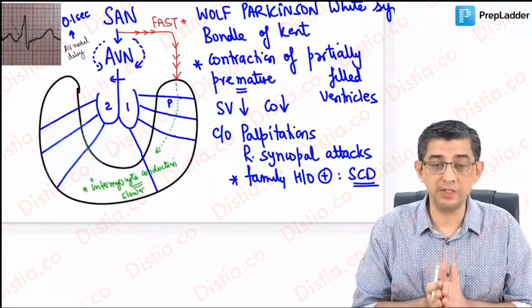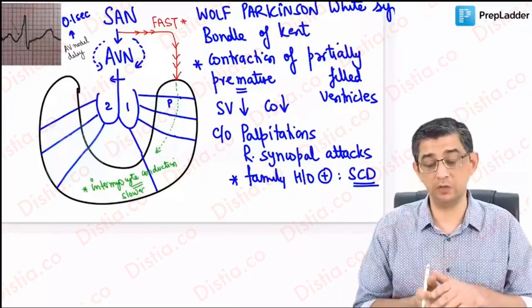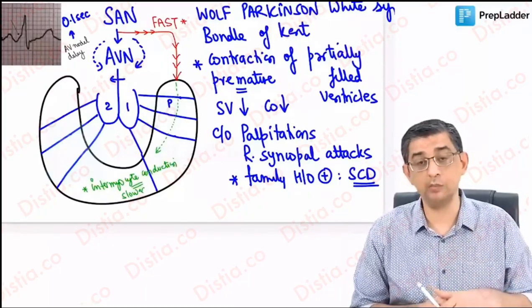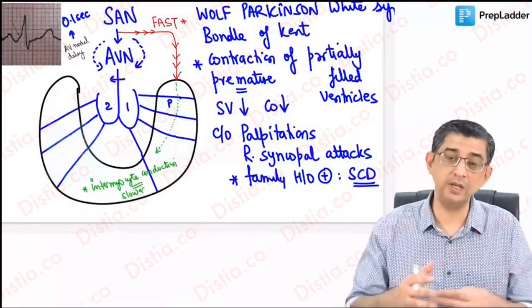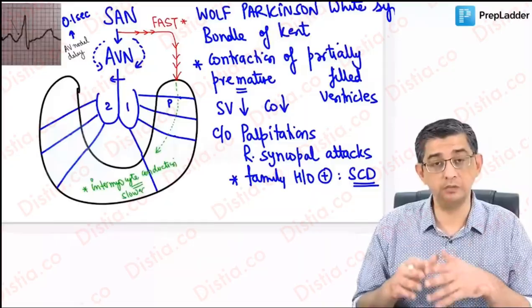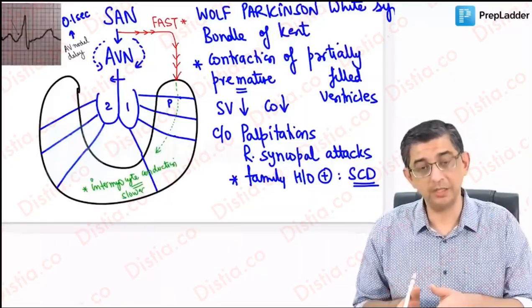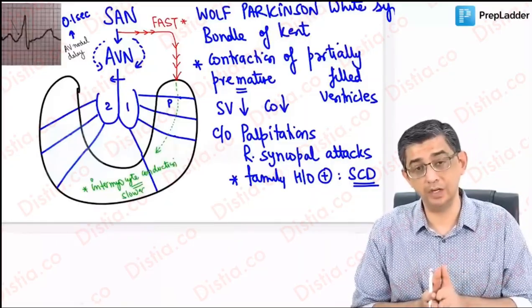I want to highlight this once again, guys, because most people say, sir, on one hand you are saying fast, on the other hand you are saying slow. So please appreciate the perspective. When I say bundle of Kent, it's going to cause an earlier activation of ventricles, but when it comes to the ventricles per se, the current inside the ventricle muscle will be spreading relatively slower.